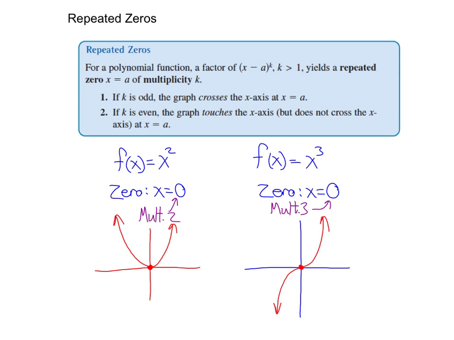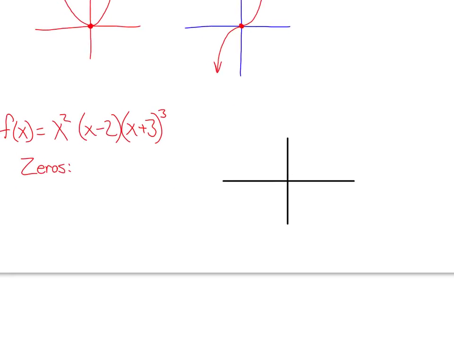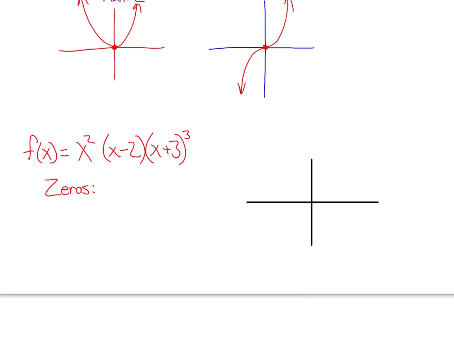If the multiplicity is even, it is simply going to touch the axis and bounce back. Again, if we had, say, multiplicity 4, it's just going to level off a little bit more as it approaches that 0. So the higher the multiplicity, the more it's going to level off. Alright, so here's a little example.